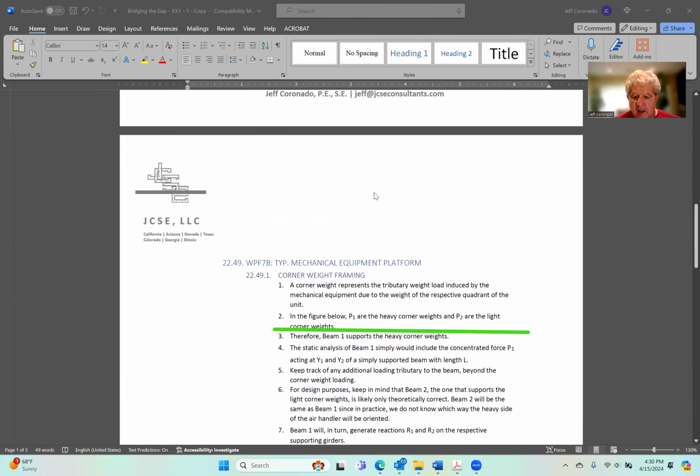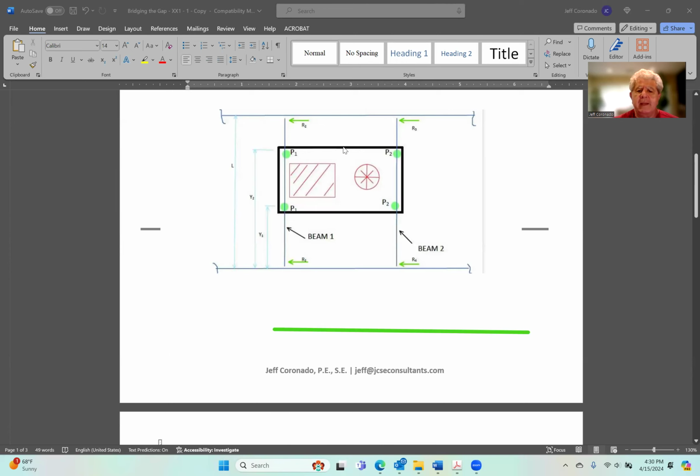If I were to throw some numbers, let's say this mechanical piece of equipment weighs 1,000 pounds. If this weighs 1,000 pounds, what would be reasonable? Maybe this P1 might be 350 pounds, and then this would be what, 150 a piece? Sure.